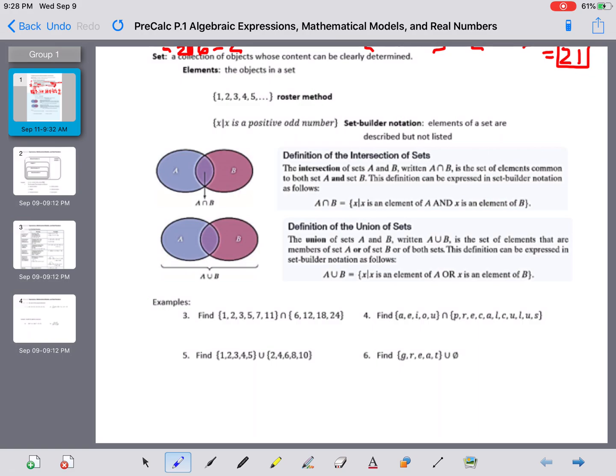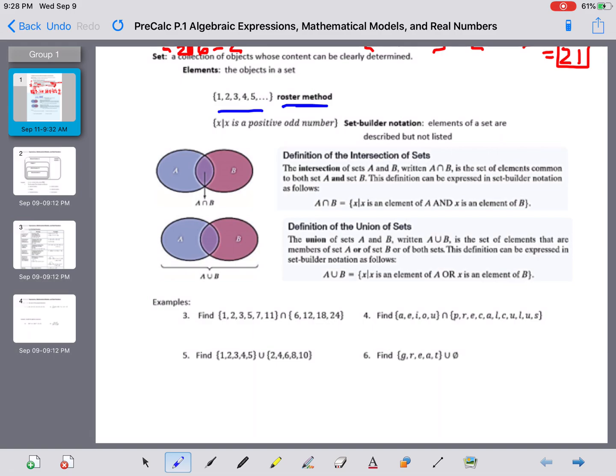So one of them is this roster method, which you'll notice here, it's kind of a rule. I see 1, 2, 3, 4, 5, and so on. That means I have a pattern going here and all the numbers that fit that pattern. So it looks like it's just those whole numbers going up by 1 each time. So I could continue 6, 7, 8, 9, 10. Obviously, I'm never going to get to the end of that set.